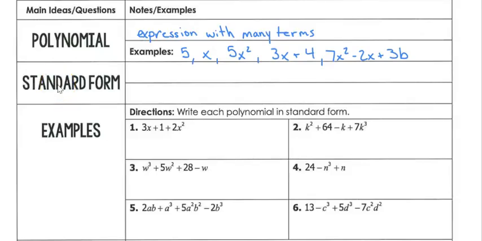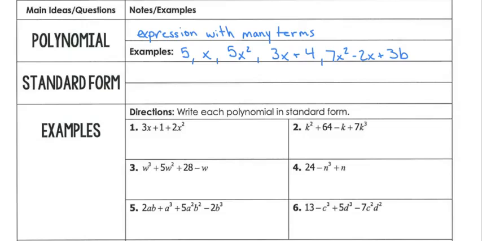In this unit, we're going to talk about how to do some different operations with polynomials. And so to start, it might be a good idea to know what a polynomial is. So it is an expression with many terms. All right, very general. It can be lots of different things. It could be numbers, it could be variables, it could be numbers and variables together. They could be multiplied, they could be added, they could be subtracted. All of these are all polynomials.